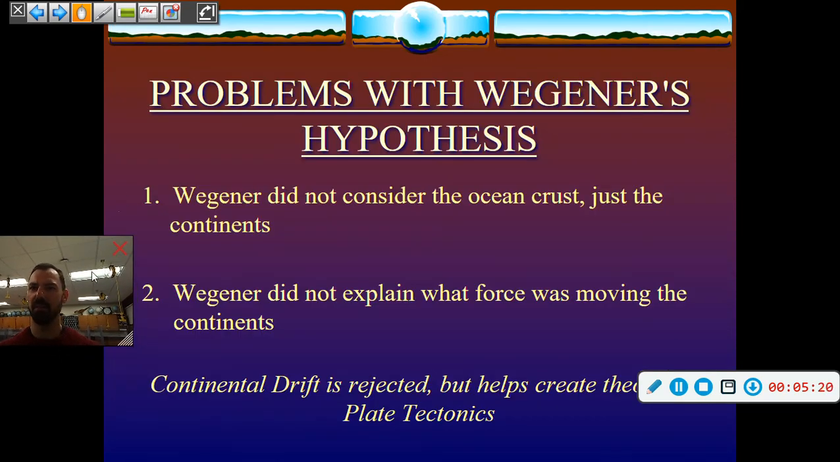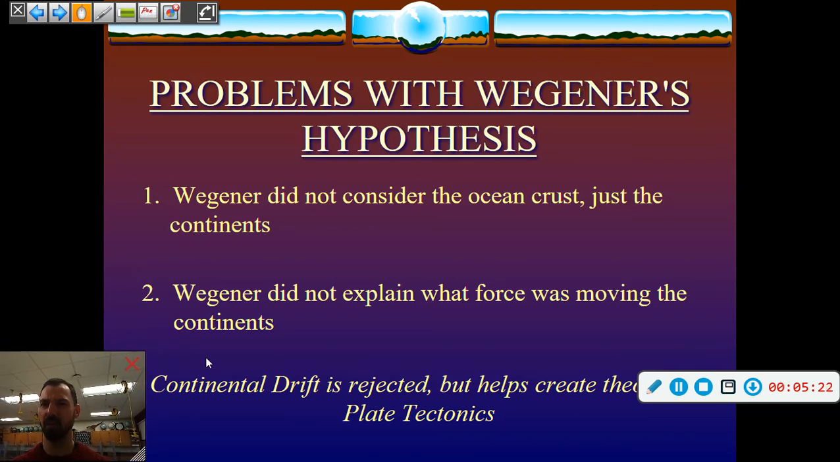Now, problems with Wegener. Well, we didn't have the technology to do all the exploring we needed to do. Wegener did not consider what's called the oceanic crust because he didn't really know about it. He didn't have the means to study it. We didn't have submarines, and that was the big invention that really led to furthering this study. Wegener also did not explain what force was moving the continents.